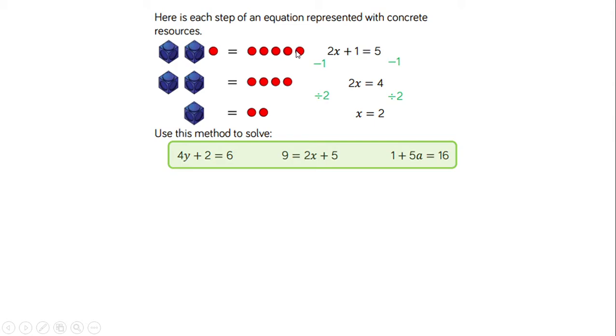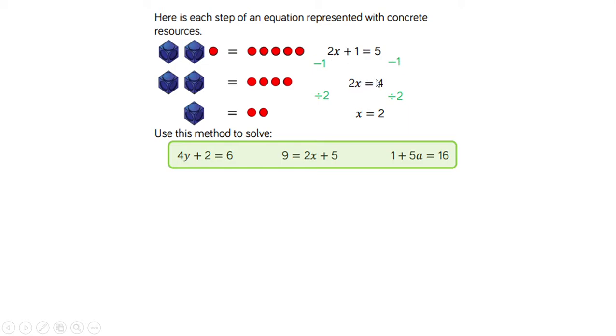Now remember, just as we did on Friday, we want to get x on its own. Okay, we want to do whatever we can to get x on its own. And remember, today we're doing 2-step equations. So there'll be 2 steps involved. So the first step we're going to do is we're going to try and get x on its own. So we're going to take 1 away from this side of the equation, and we're going to take 1 away from the other side of the equation, so that we're just left with 2x equals 4.